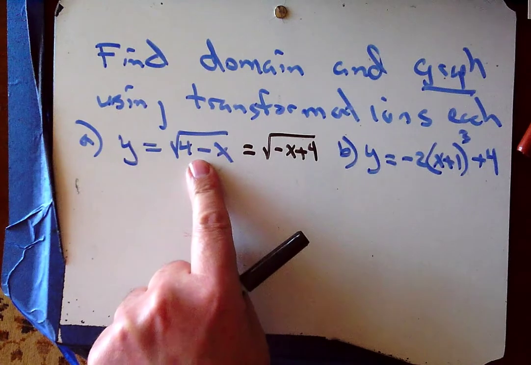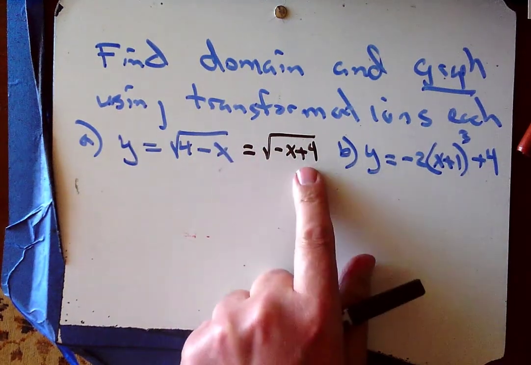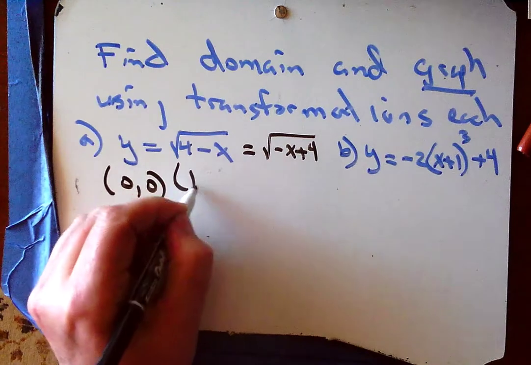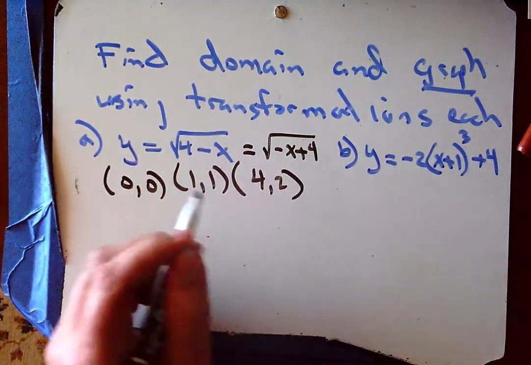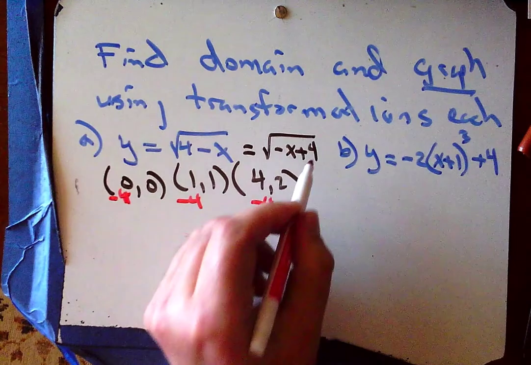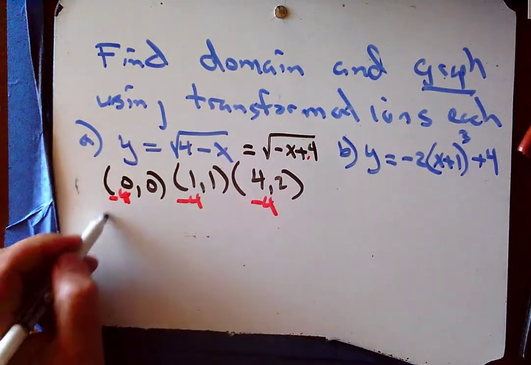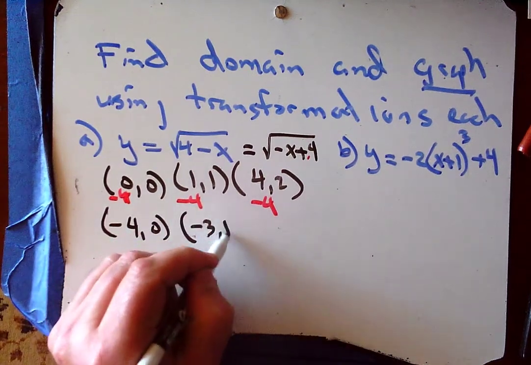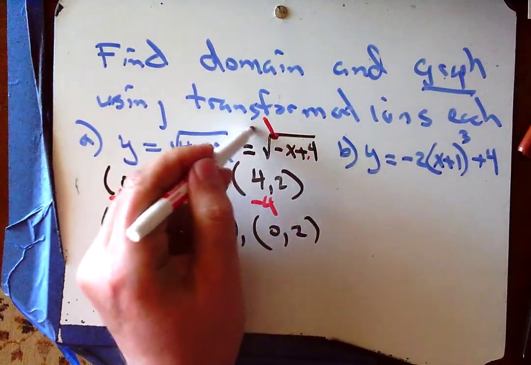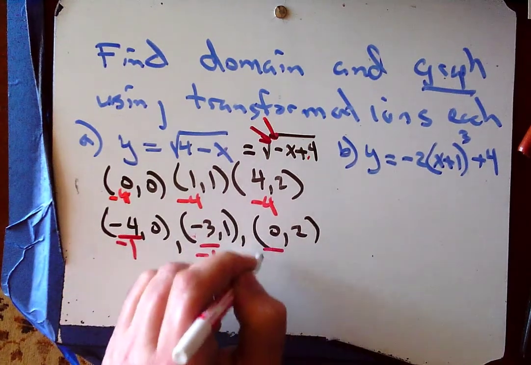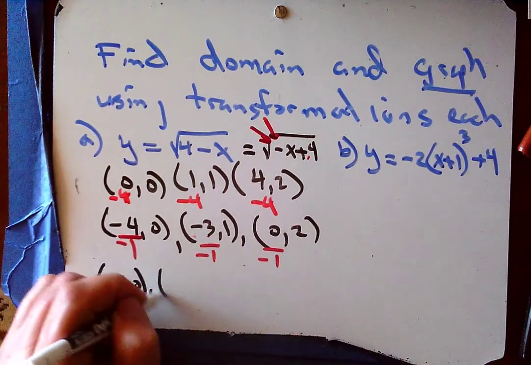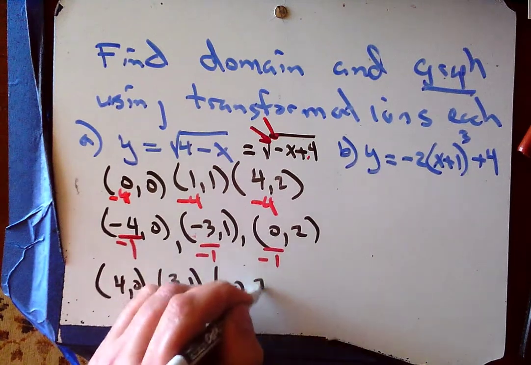Because this is hard to graph with transformations, but here I see two x transformations. I need to subtract 4 from the x's and then divide the x's by negative 1. So I'll start off with my reference points. I'm going to subtract 4 from those x's first, because inside is opposite land. So I'm going to have negative 4, 0, negative 3, 1, 0, 2. Okay? And I still need to come back and divide all my x's by negative 1. And so the final points that I'm going to graph are 4, 0, 3, 1, 0, 2.